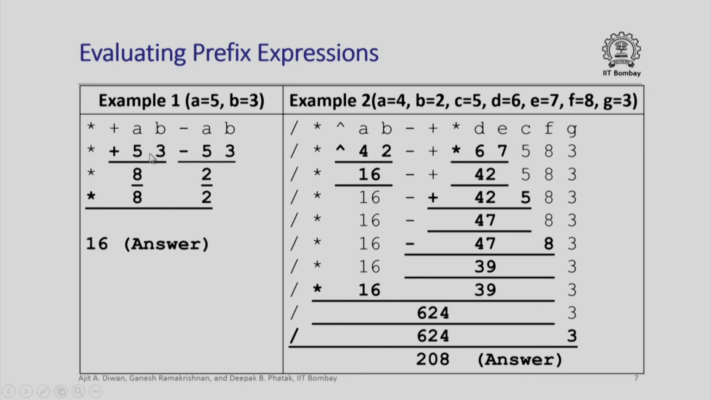Clearly this plus 5 3 is to be executed first. I will get the value 8. Minus 5 3 will be executed, so 5 minus 3 will be 2, and now I will have this reduced expression star 8 2. 8 and 2 will be multiplied, getting an answer. You can satisfy yourself that in exactly the same fashion these shall be the steps in which this more complex expression will be evaluated.